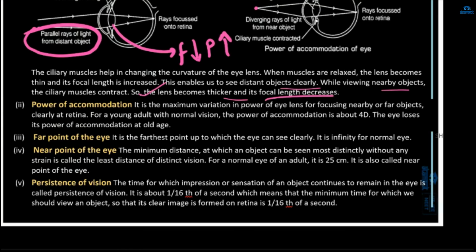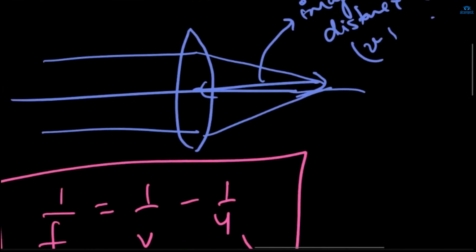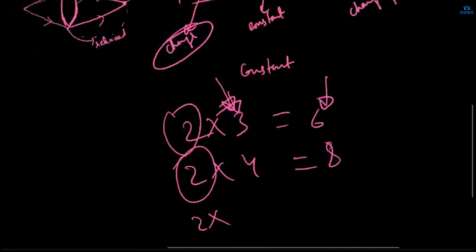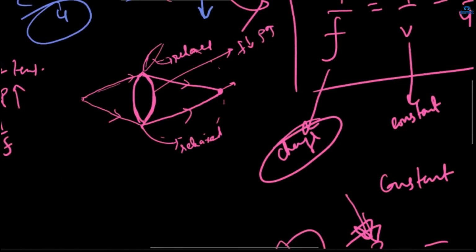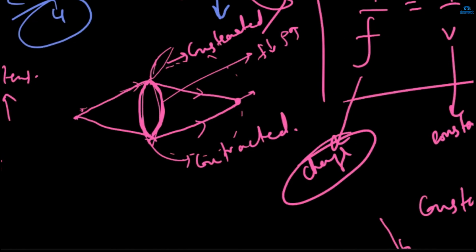It will contract. The lens will become thicker. Once it is relaxed, it will be stretched, which means it will be thin. When we are seeing objects from nearby, it will be in the contracted position, so that it will contract and become thick.